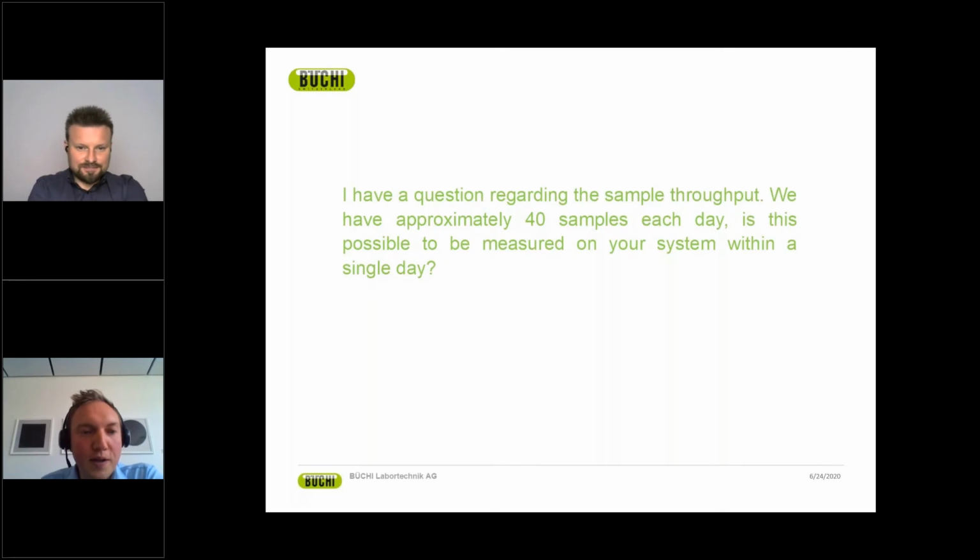And another one. I have a question regarding the sample throughput. We have approximately 40 samples each day. Is it possible to measure this on your system within a single day? Yes, if you choose the auto sampler configuration, you have auto samplers with up to 48 positions. Basically, you can run your 40 samples within a single run. You can measure them, for instance, overnight, and so yes, you can do it in a single day.